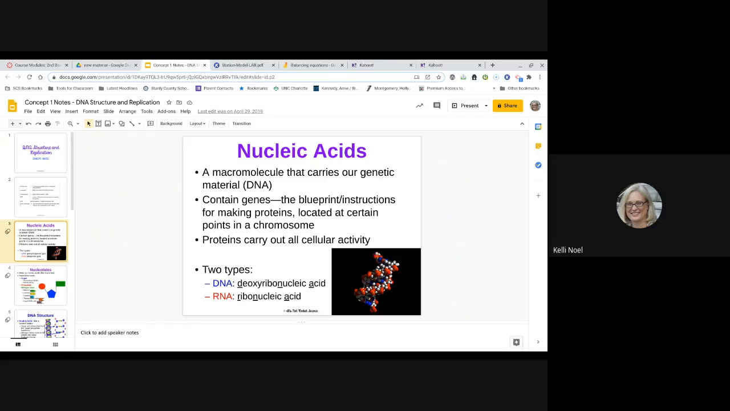The macromolecule that carries our genetic material is DNA. It's a nucleic acid. DNA stands for deoxyribonucleic acid. And it is divided into 46 pieces. On these 46 pieces, it carries genes that have the instructions for making our proteins. These genes are located at certain points on certain chromosomes. So these pieces of DNA are called chromosomes.